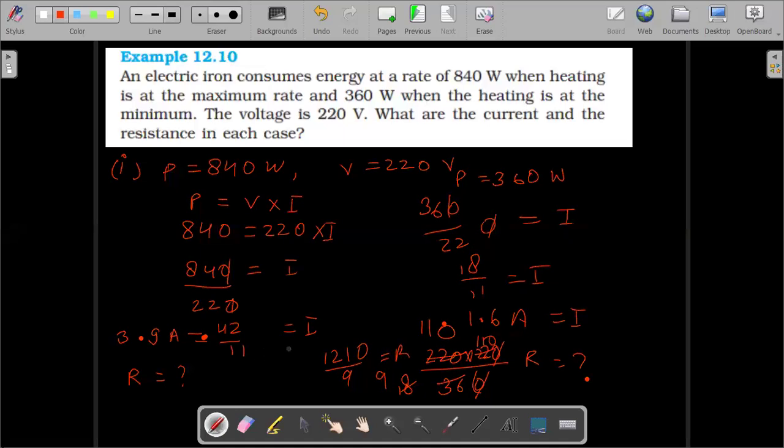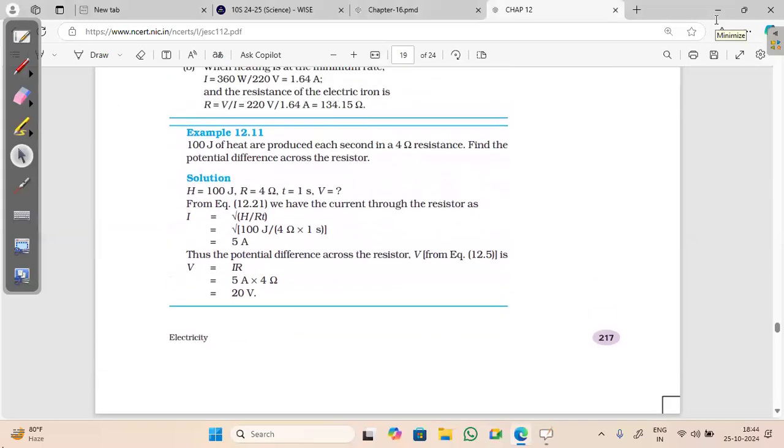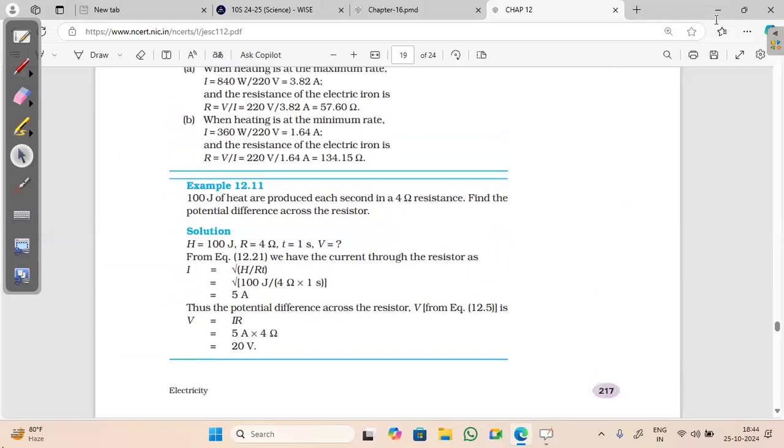So similarly, you can obtain the resistance for the second case also. So these questions were pretty simple questions. You can go to this question now. So when does this class end? This class will end at 6:50.